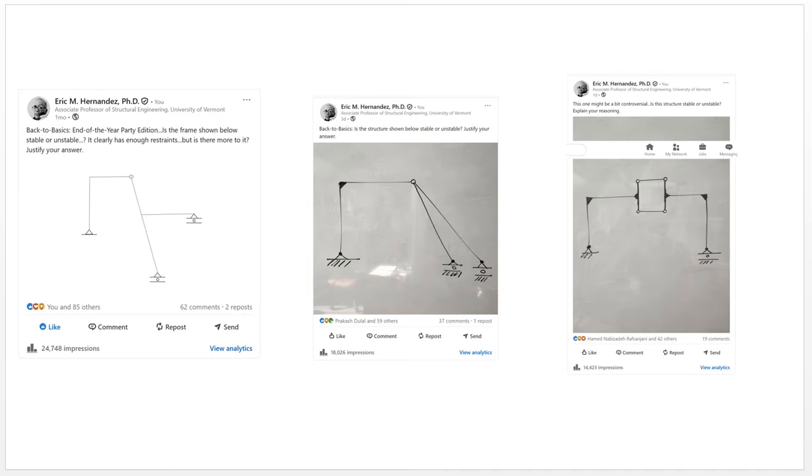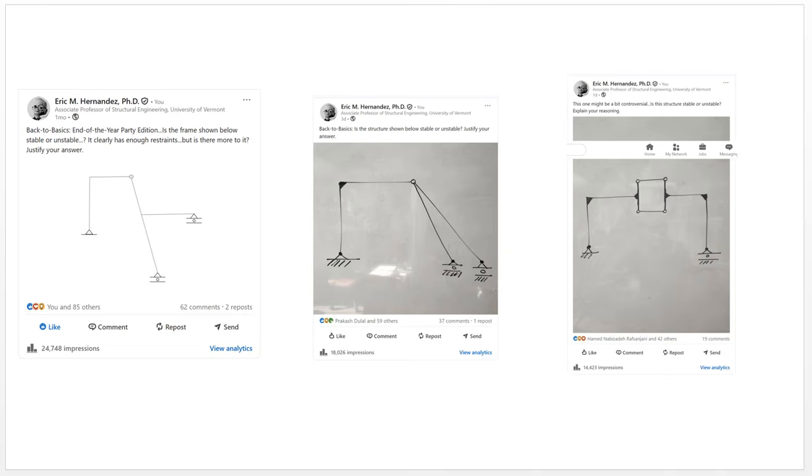I recently wrote a series of posts talking about the stability of some frames. There were 3 posts. I'm showing them here. There was some good engagement. People gave their opinions, shared their thoughts, so I really appreciate that.